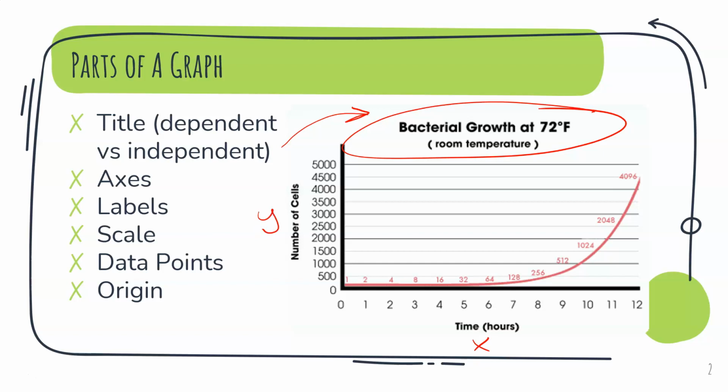Notice they're labeled. On my x-axis, it's listed as time, and the units are hours. My y-axis, I have the number of cells.